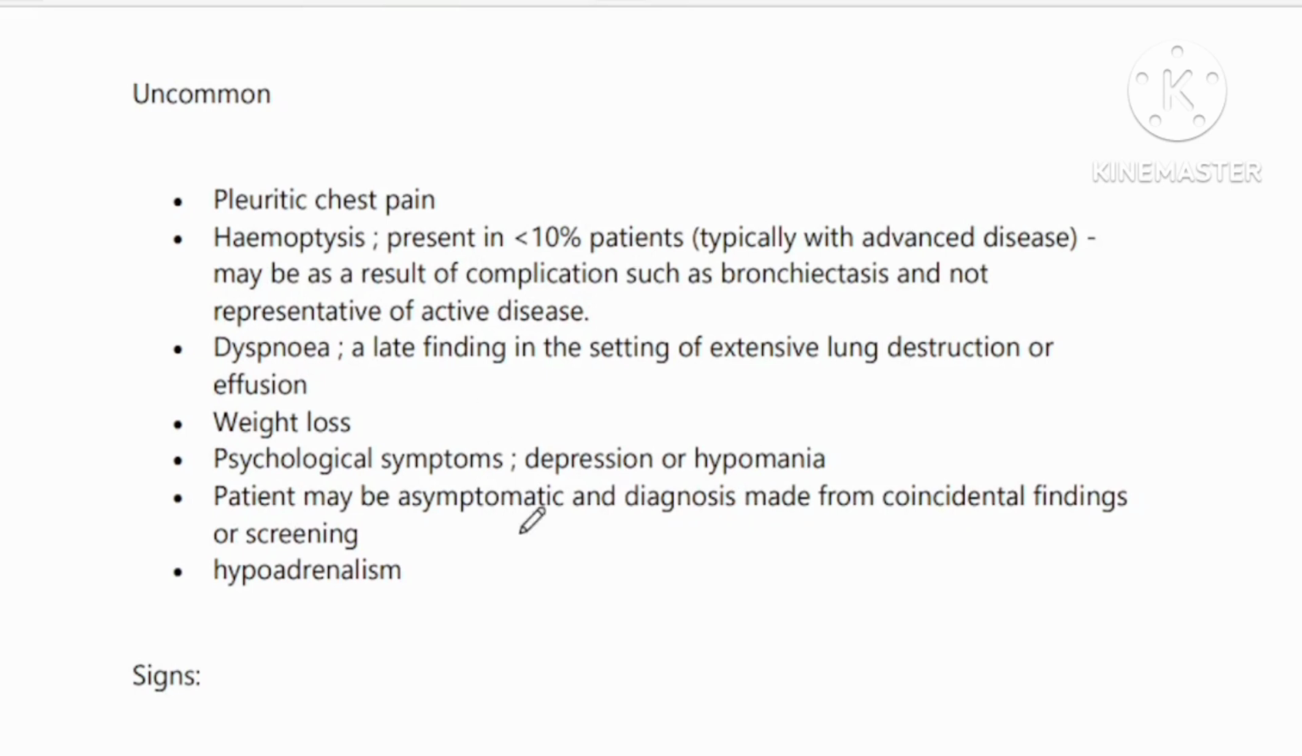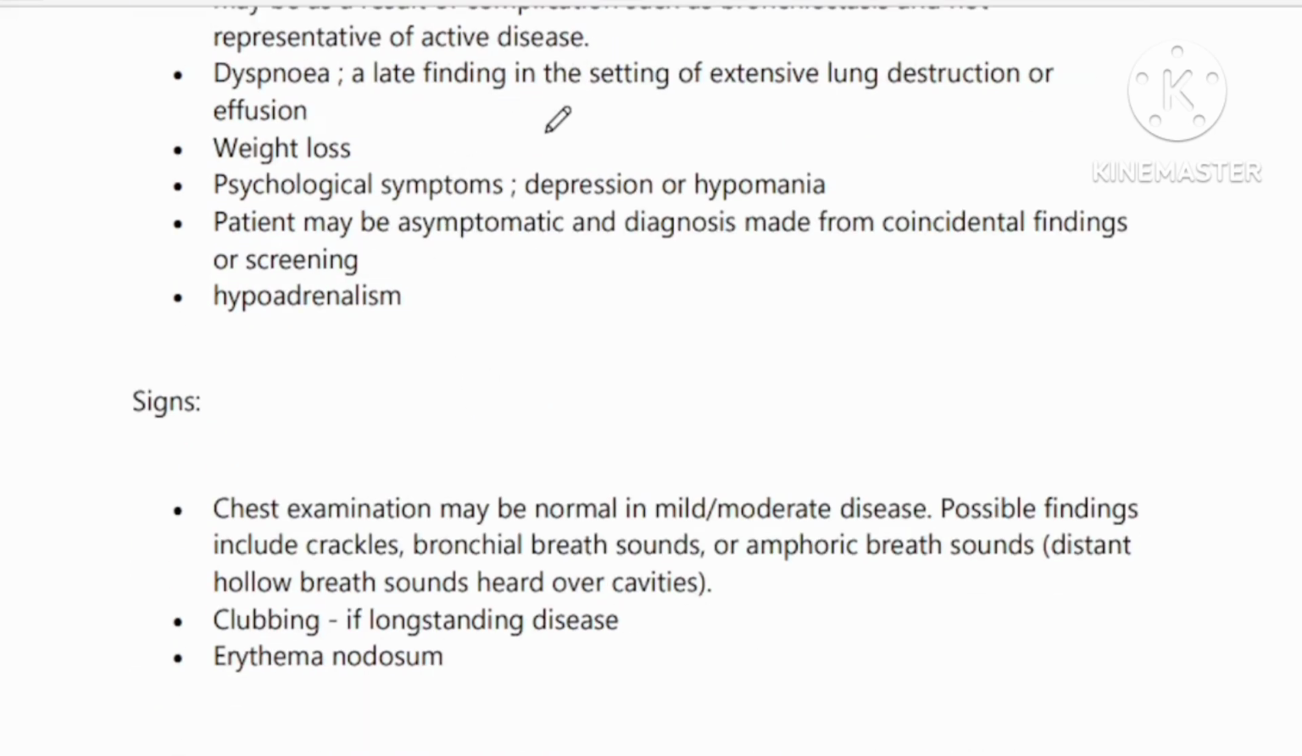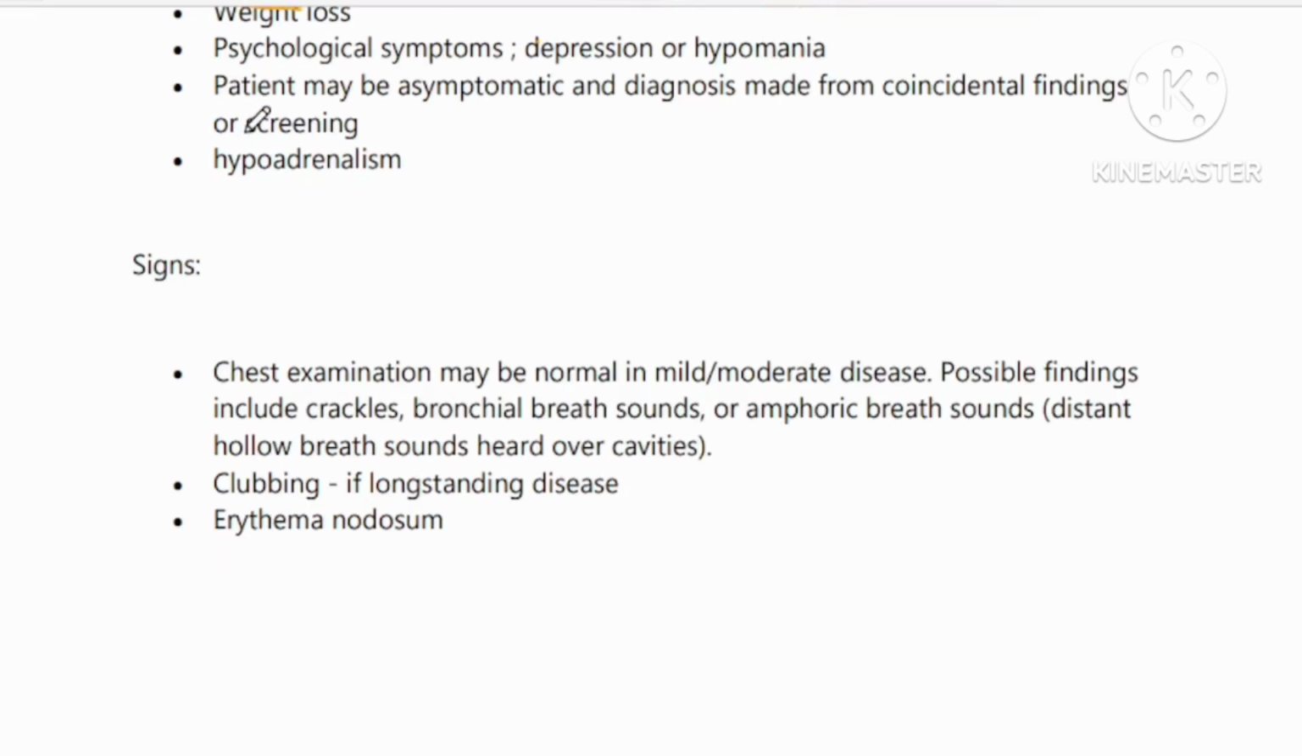And the uncommon features are pleuritic chest pain, hemoptysis. Hemoptysis mostly occurs when the patient develops a complication like bronchiectasis, and in those who typically have advanced disease. Dyspnea, a late finding in the setting of extensive lung destruction or effusion. Weight loss, psychological symptoms like depression and hypomania. Because it is a chronic disease, it may cause some psychological symptoms or worries due to the prolonged treatment and the prolonged illness. Patient may be asymptomatic and the diagnosis made from a coincidental finding or screening.